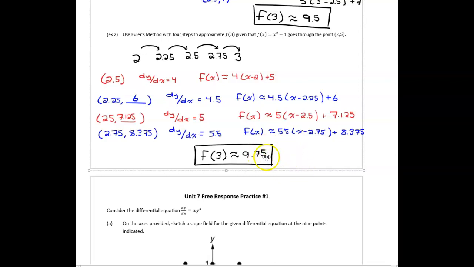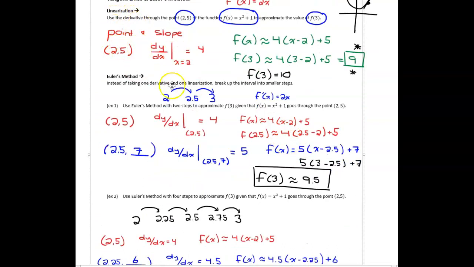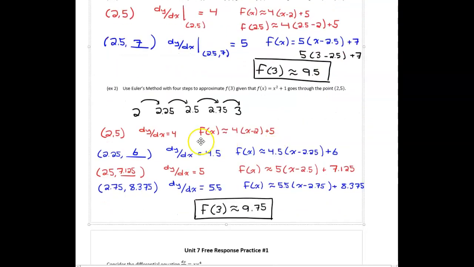So Euler's method is really just slopes, tangent lines, just instead of making one huge leap, we are doing it in steps.